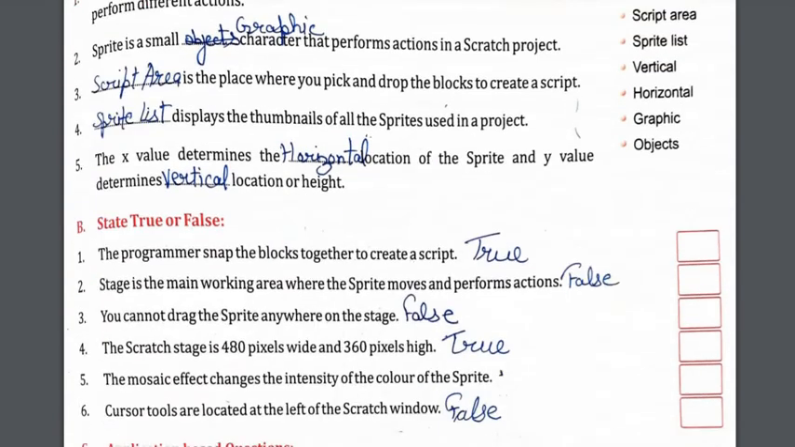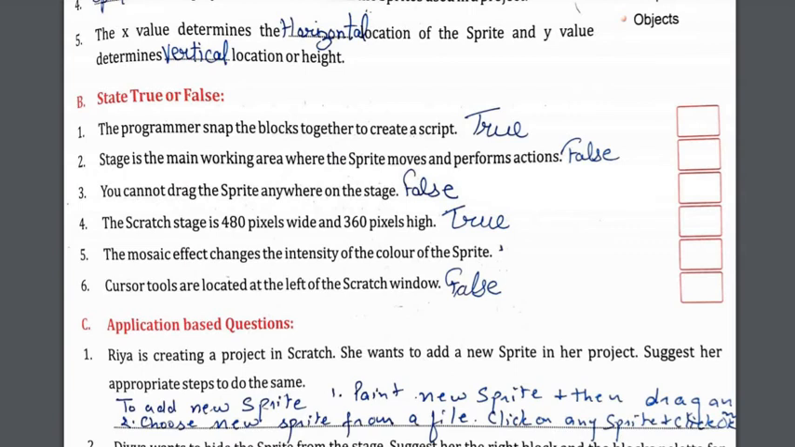State true and false. The programmer snapped the blocks together to create a script. True. Stage is the main working area where a sprite moves and performs action. False. See the handwriting, it is good right now. You cannot drag the sprite anywhere on the stage. False. The Scratch stage is 480 pixels wide and 360 pixels high. True. Cursor tools are located at the left of Scratch window. False. Now comes the application based questions.